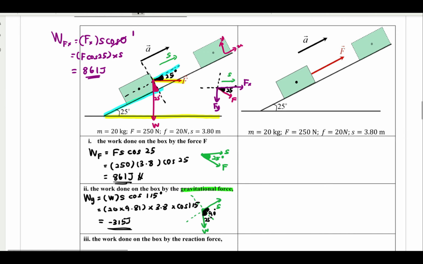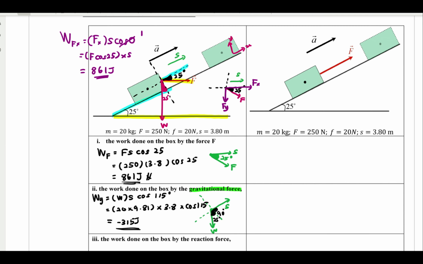Atau you kata saya nak resolve. If you want to resolve, okay, W into X and Y component, let's say here we have WX and here we have WY. So if you want to resolve into WX and WY, okay, so look at the angle between WY and S. The angle between WY and S is 90 degree, right? So we cannot choose WY in this case because cos 90 degree will give you 0 value. But we need to choose WX. It is parallel to S but in opposite direction. Remember? Okay. So the angle here is 180 degree. Therefore, the work done by the gravitational force, so in this case, I will choose WX. Okay. So WX times S cos 180 degree.